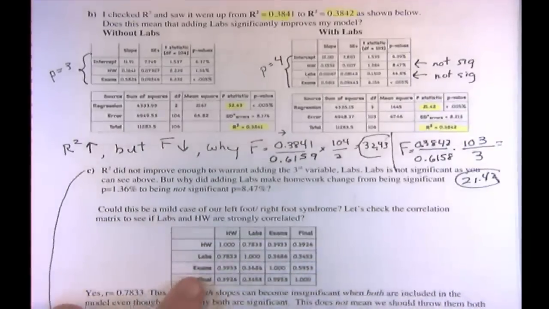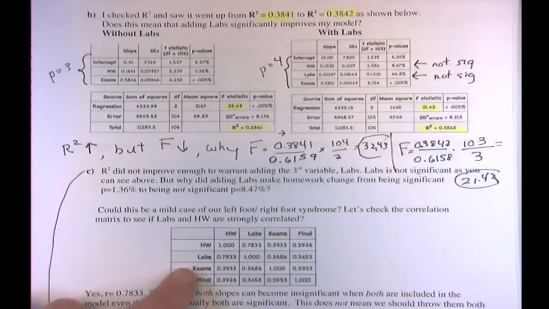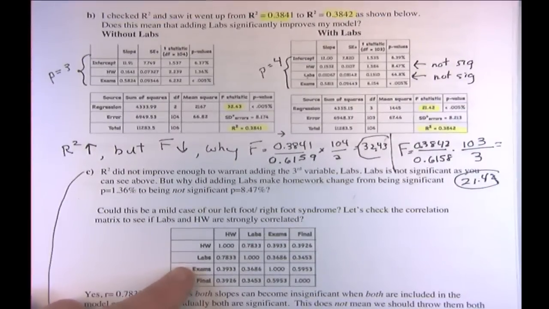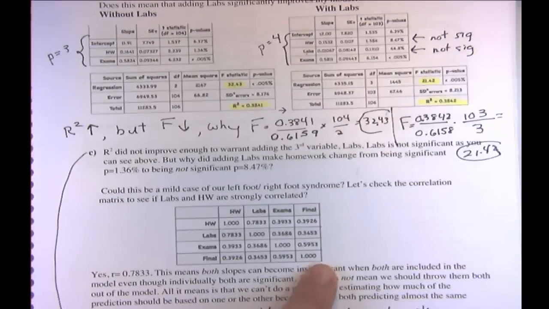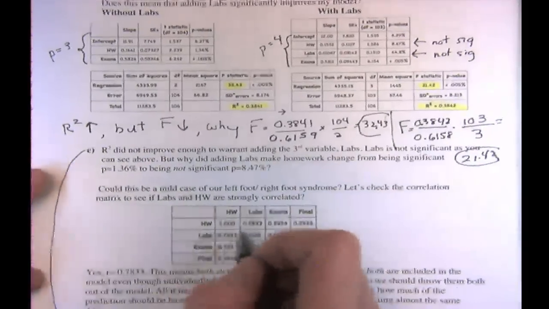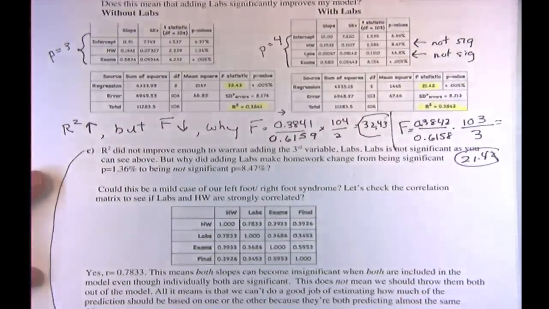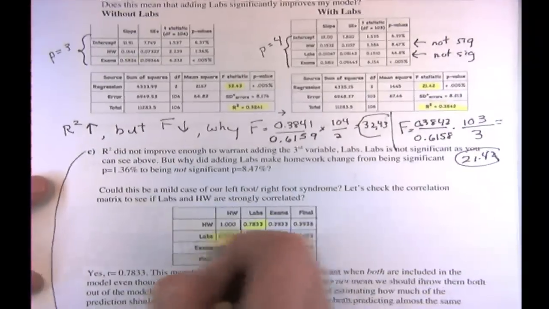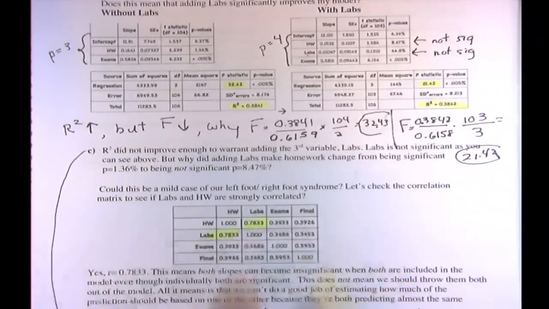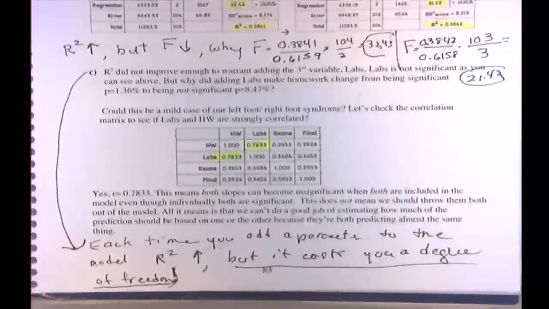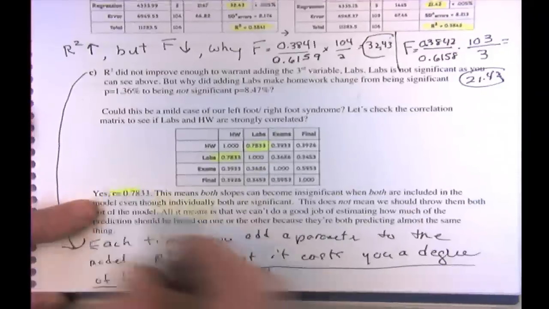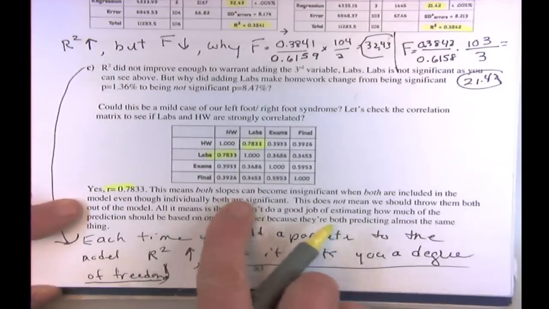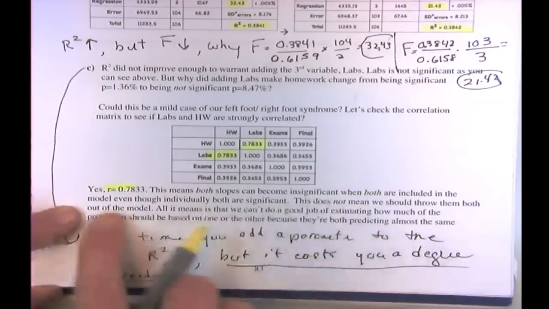So let's check if they're really correlated. How would we check if homework and labs are correlated? These are the ones down the diagonal. Homework and labs would be what little square in here? See how it would be this right here? They're very correlated with each other. So when they're very correlated, beware of that multicollinearity. This means that both slopes can be insignificant when included, even though individually both are significant.